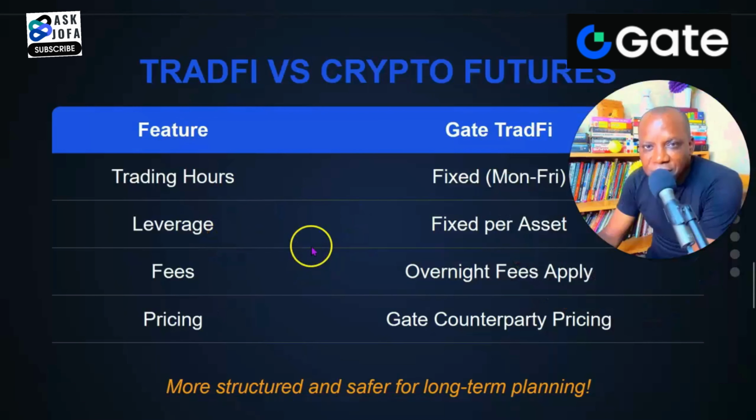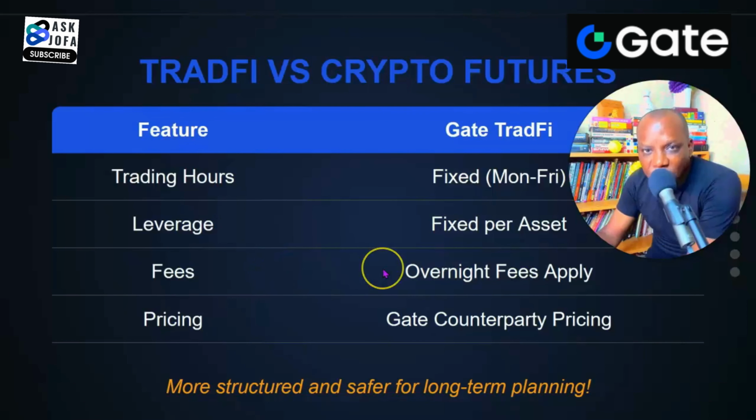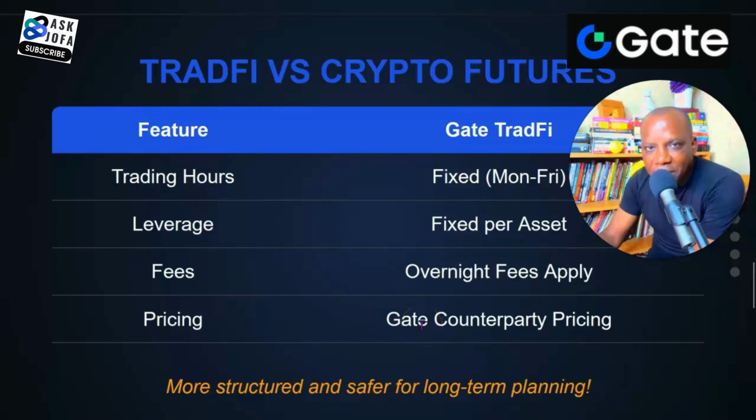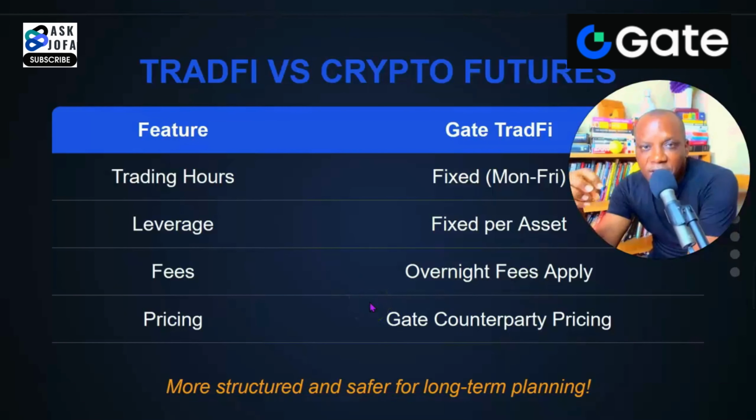And when you are talking about fees in TradFi transactions, overnight fee happens. So holding a leveraged position can cost you a bit. And when you are talking about margin, all TradFi positions share one margin pool. And when you are talking about counterparty pricing on Gate TradFi, profit and loss are calculated on Gate TradFi and not the exchange. They are two different tools. So the structure of crypto futures is different from TradFi transactions.